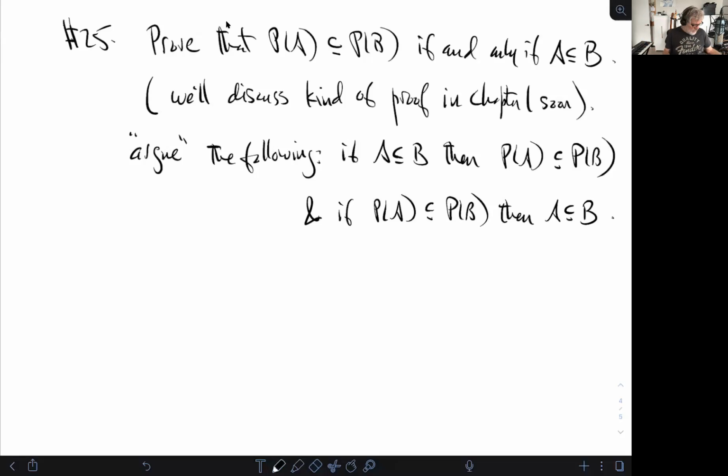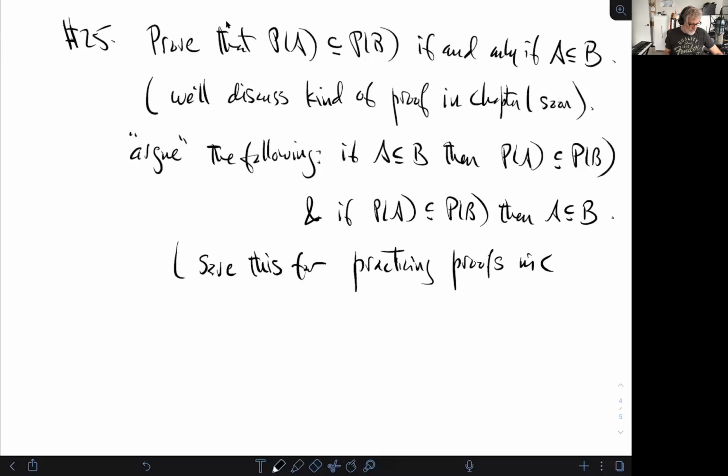Okay, well, we'll talk about that soon. So it's two separate exercises. The first one, I think you can believe this. The second one is where the contrapositive is very useful. I'm not sure I should talk about it at this point, but maybe I'll save that for when we do proofs. So save this for practicing proofs in chapter 1. Okay, so if you want to skip it for now, that's fine.